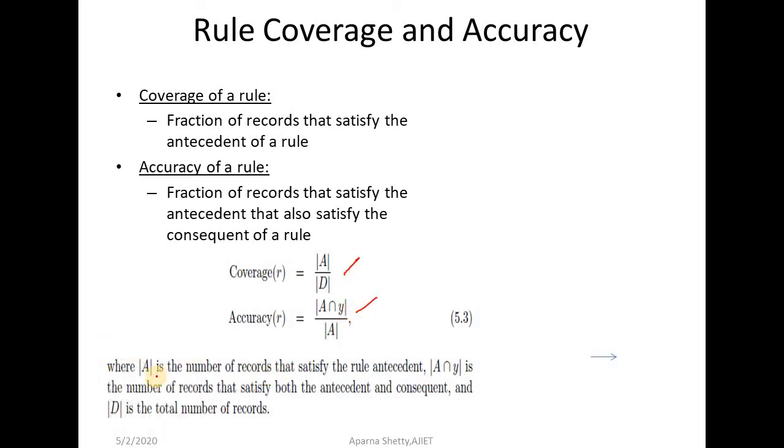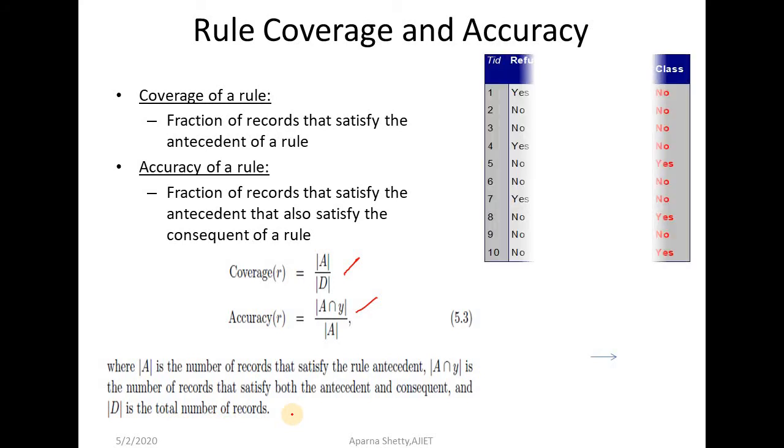Okay, here mod A is the number of records that satisfy the rule antecedent. Okay, and mod A intersection Y, okay, is the number of records that satisfy both the antecedent and consequent. And mod D is the total number of records.